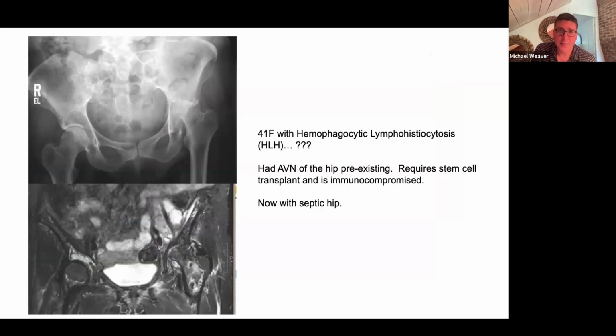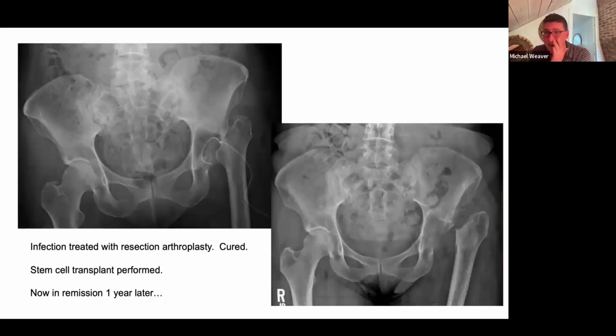Sometimes the acetabular side is a little bit more complicated. This is a woman with an infection and an unusual oncologic problem. She had a septic hip. Given her need to be treated for her cancer, I just did a resection arthroplasty on her and got her through her infection. But a year later, she's in remission and she comes back.